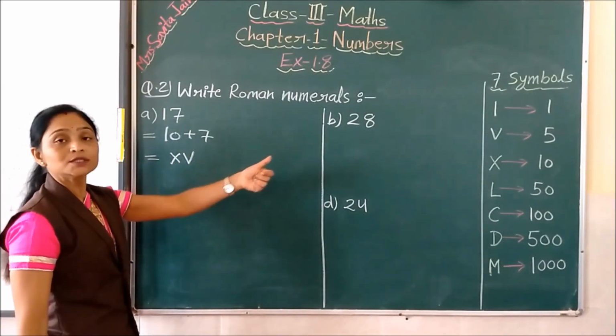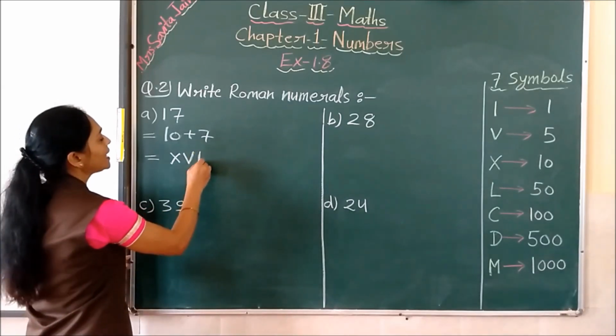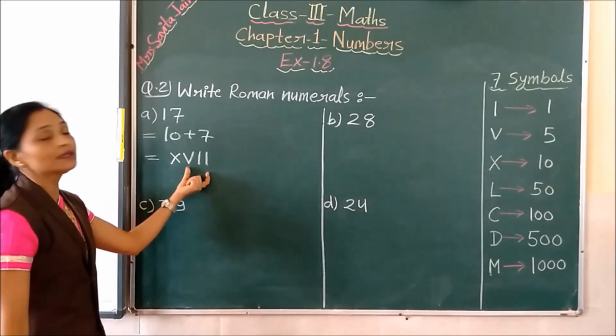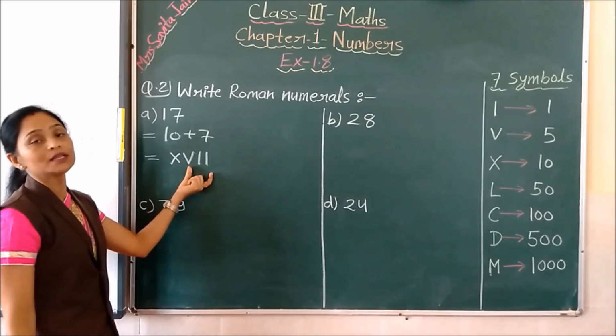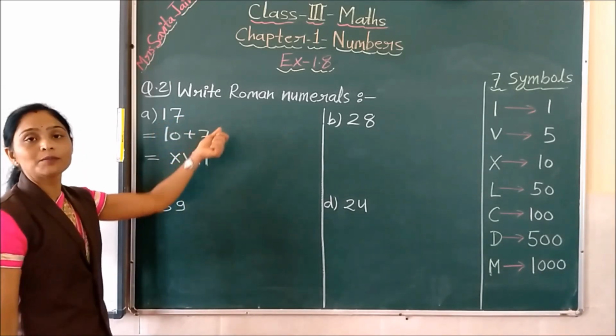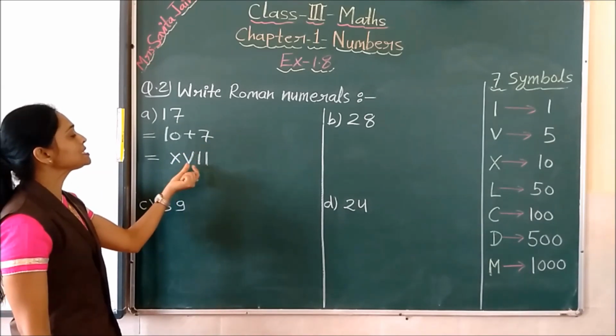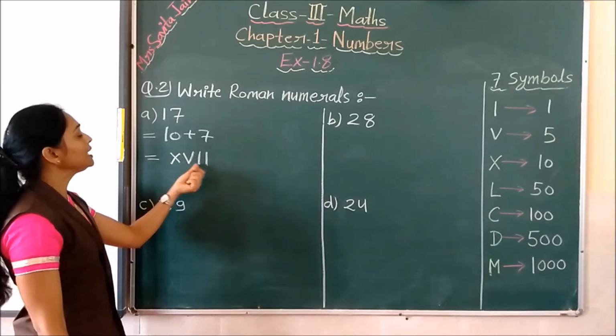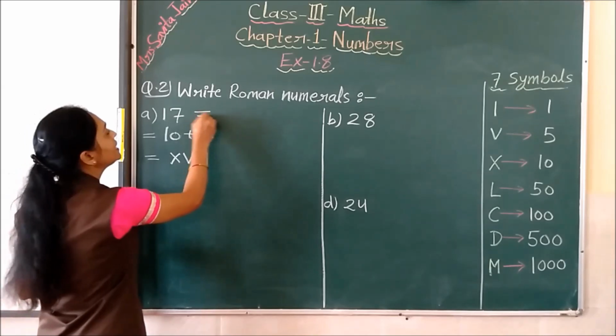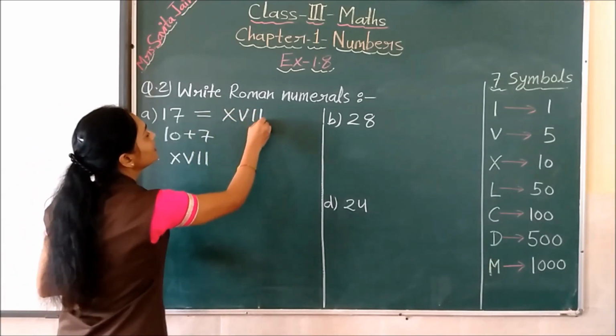We have to add 2 more, means 2 times I. So like this you can get the Roman numeral for this Hindu-Arabic numeral. First this 10, then 7. 7 means 5 plus 2. V-I-I. So here we can write X, V-I-I.